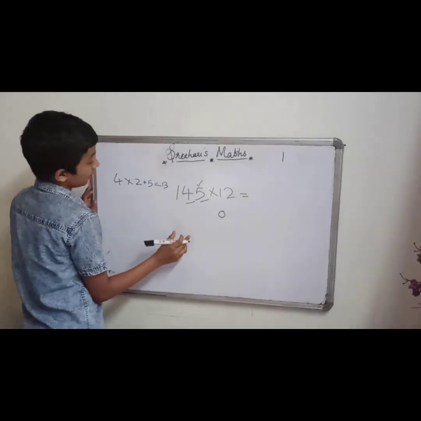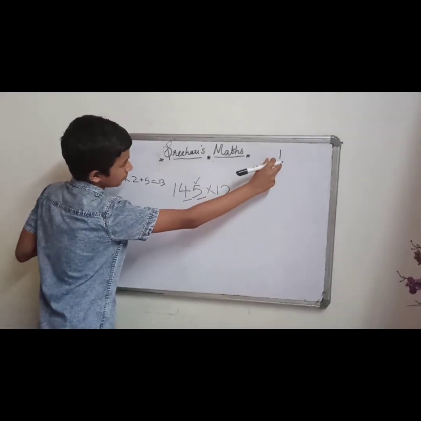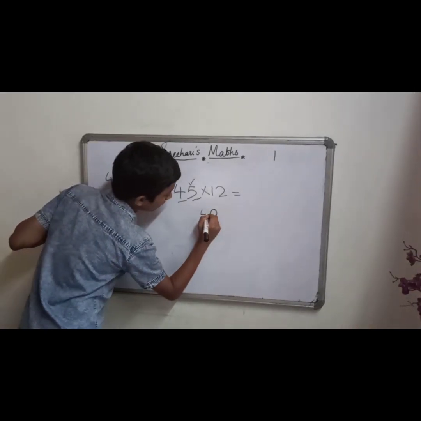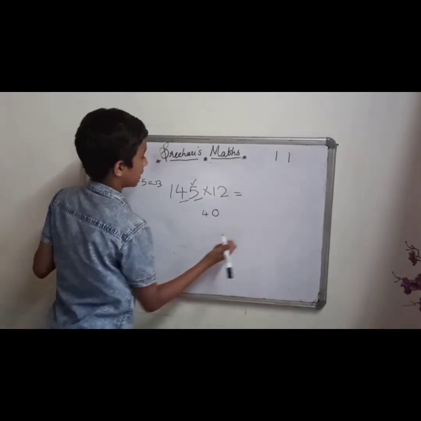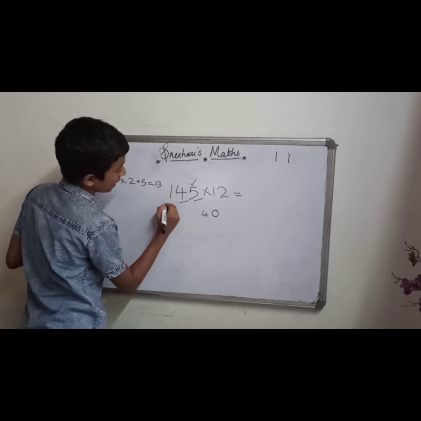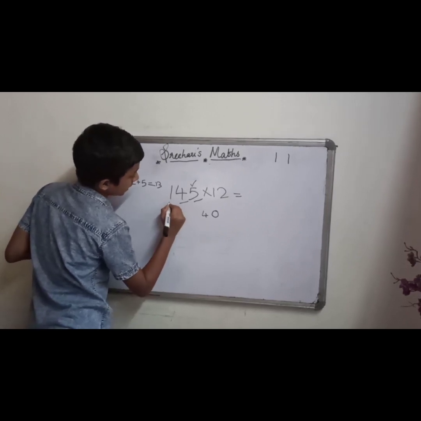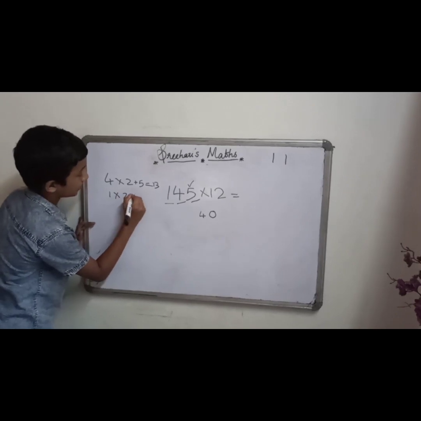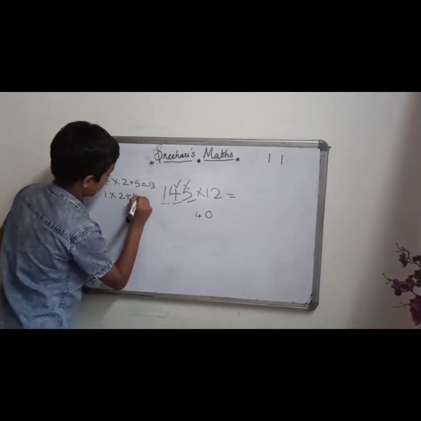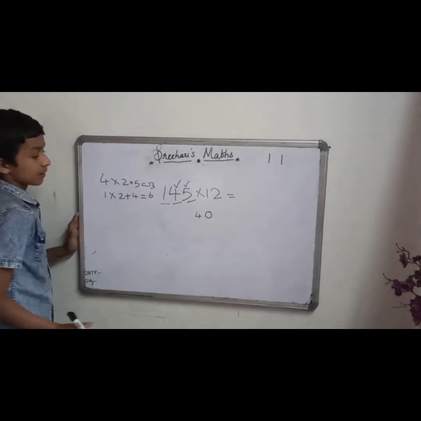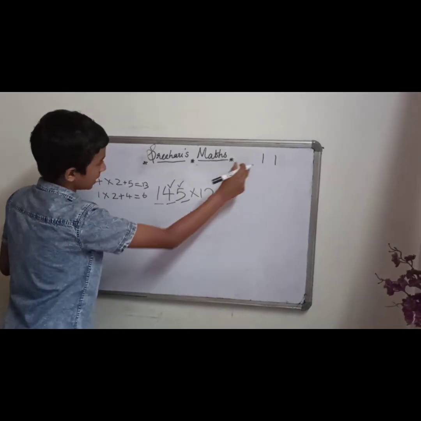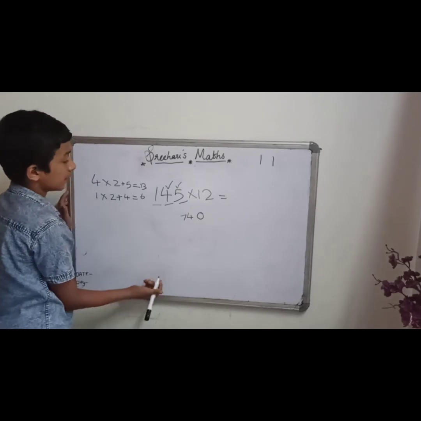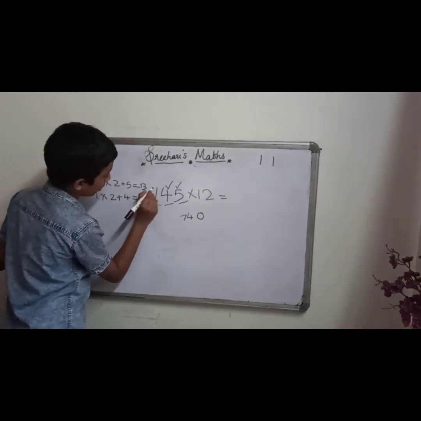Now we will add this remainder, it will be 14. We will write 4 here and 1 as remainder. Then we will double this 1. 1 into 2 plus this 4 is equal to 6. Then 1 remainder, we will also add, it will be 7. Now we will imagine a 0 here.